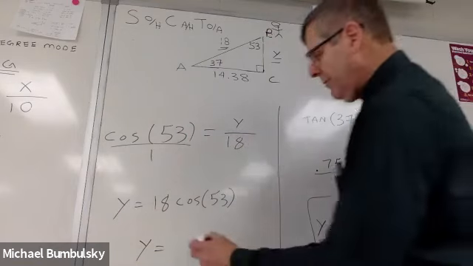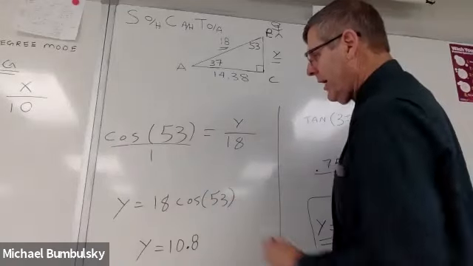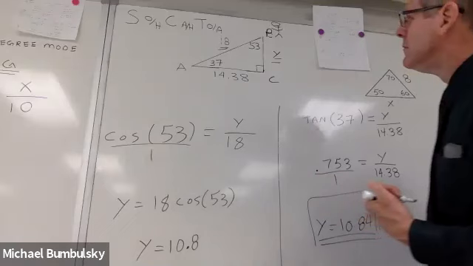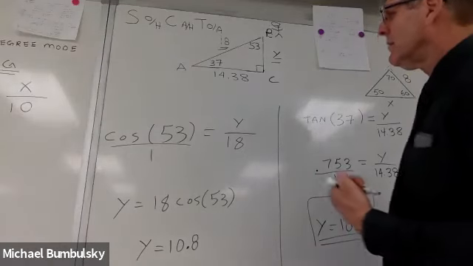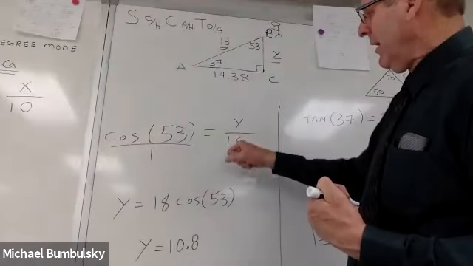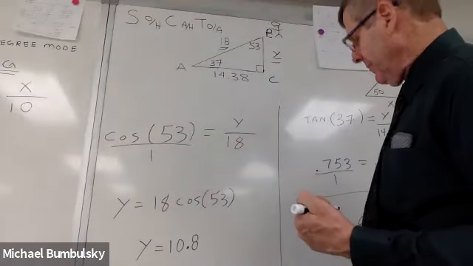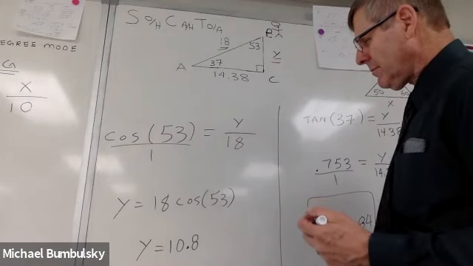What do you get? 18 times cosine of 53. 50.4? What do you get? I got 10.3. No. Go ahead and do cosine of 53, enter, and then multiply it by 18. 10.83. Yeah, that's right.